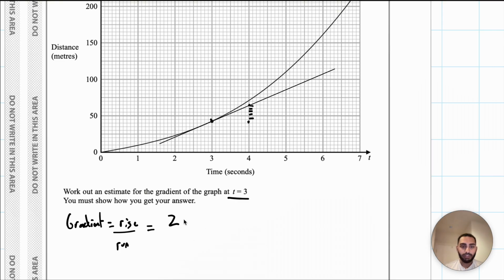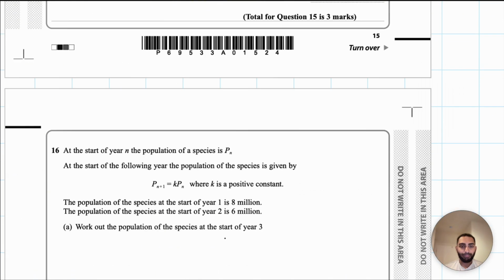The rise is 25, and the run from 3 to 4 is just 1. And 25 divided by 1 is just 25.